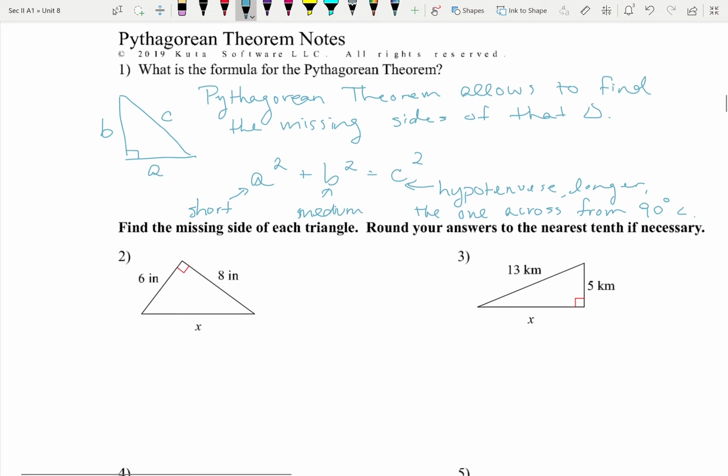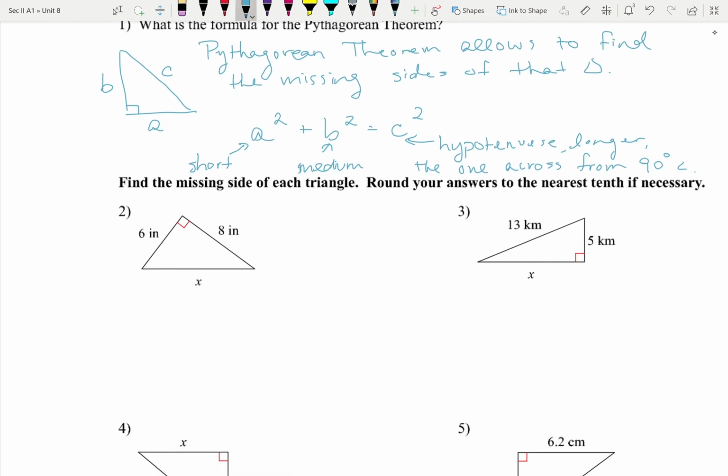So let's do an example. Here's the 90-degree angle. So the one directly across, this is your hypotenuse, which is C. 6 and 8 don't have to be in order because I could write this as 6 squared plus 8 squared equals C squared, or I can write this as 8 squared plus 6 squared equals C squared, and I'm going to get the same answer because addition is commutative. I can switch those around and it doesn't make a difference. So now we're going to simplify and solve.